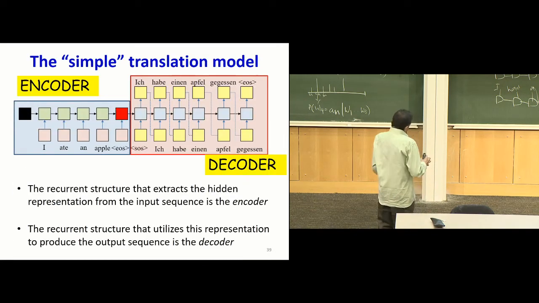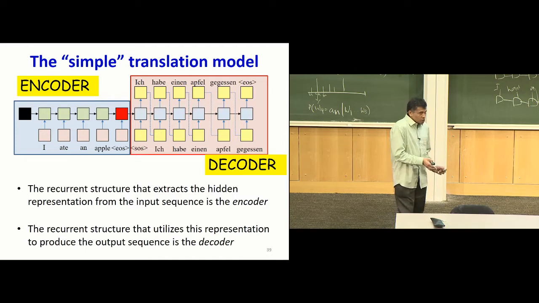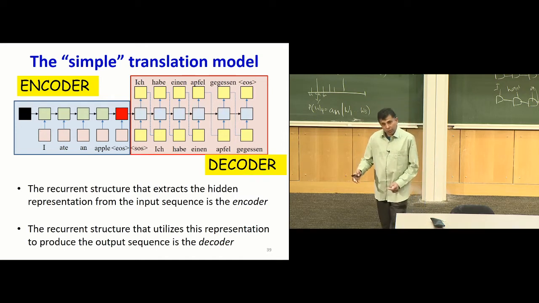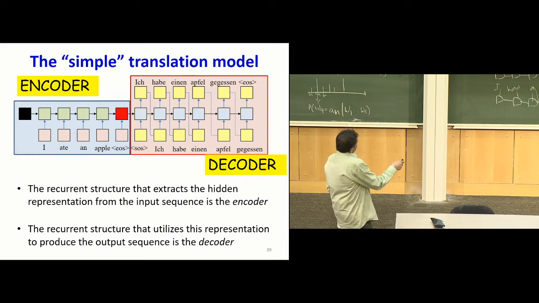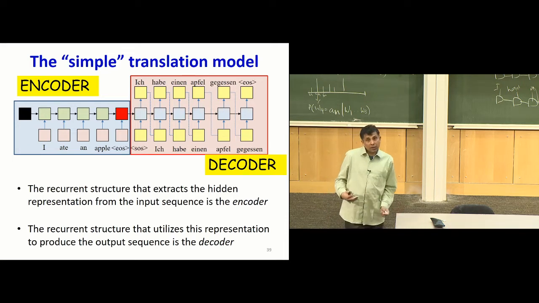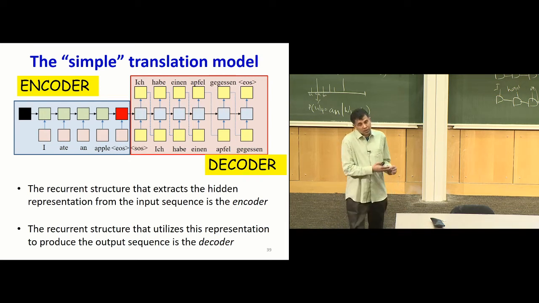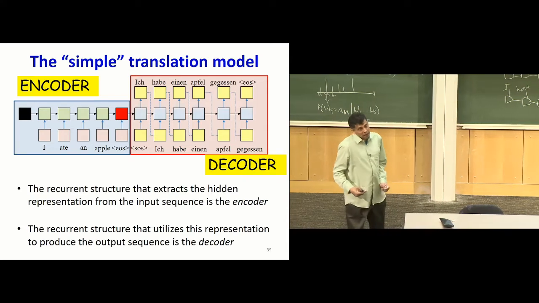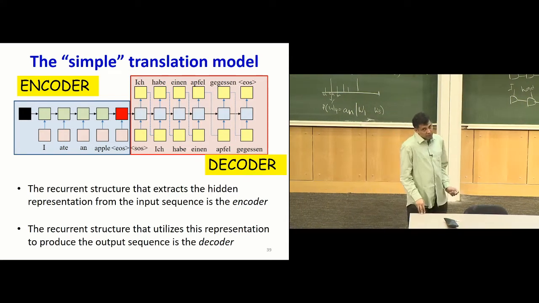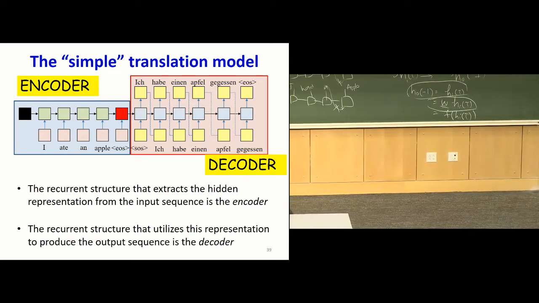Now, I've been using words like the input portion of the network and the output portion of the network. We have better terminology. The portion of the network that processes the input is generally called the encoder. The job of the encoder is to analyze the input and encode it into some hidden representation. And the portion of the network that uses this initial hidden representation generated from the input to produce the output is called the decoder.